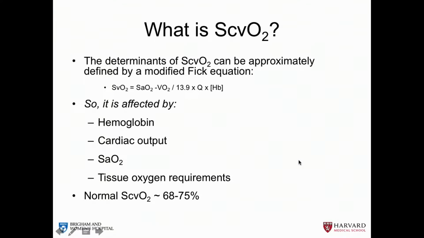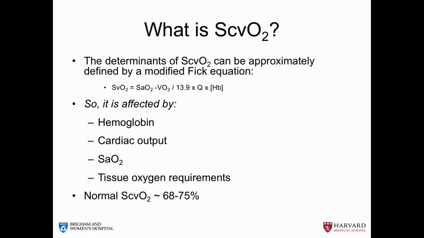Now, an important variable that can be obtained from a central venous pressure monitor is the central venous saturation. And this is important because the determinants of central venous sat, like mixed venous sat, can be approximately defined by a modified Fick equation, which you can see here. The components of this can be very useful in managing our patients.